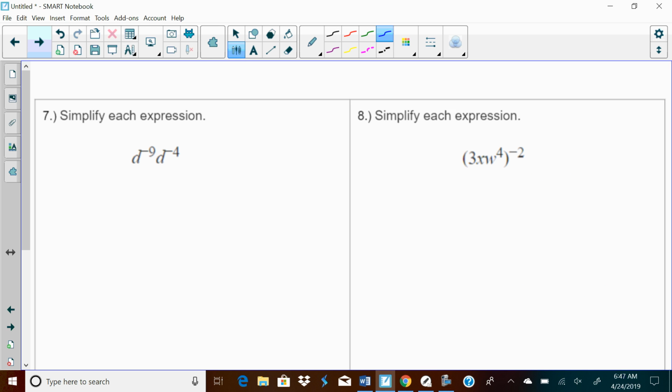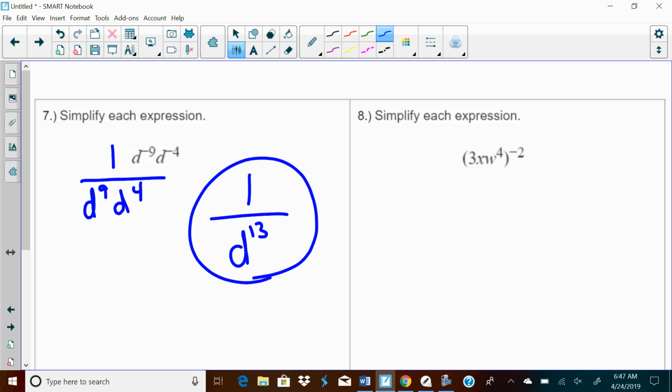For 7, they're both negative, so they're going to go into the denominator. So I get d to the 9th, d to the 4th, add those together, so I get 1/d to the 13th. For 8, everything goes into the denominator.